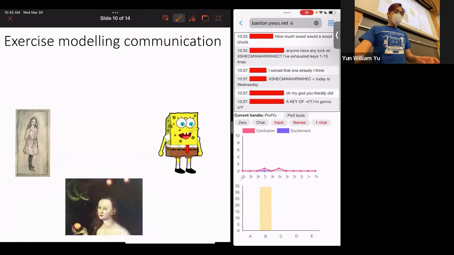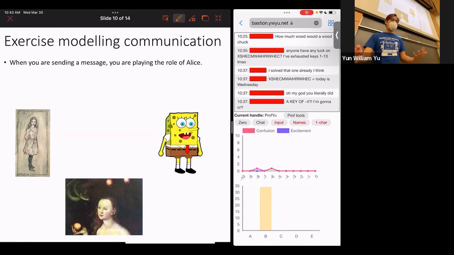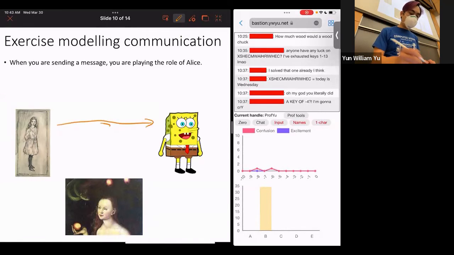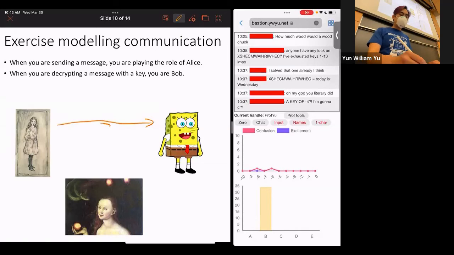Okay, so getting started, what have we learned from this encryption exercise? Basically, I've been having you guys model communication in an encrypted format. When you're sending a message, you're playing the role of Alice. So Alice is sending a message to Bob. And when you're decrypting a message with a key, that's the role of Bob. So Bob knows the key.